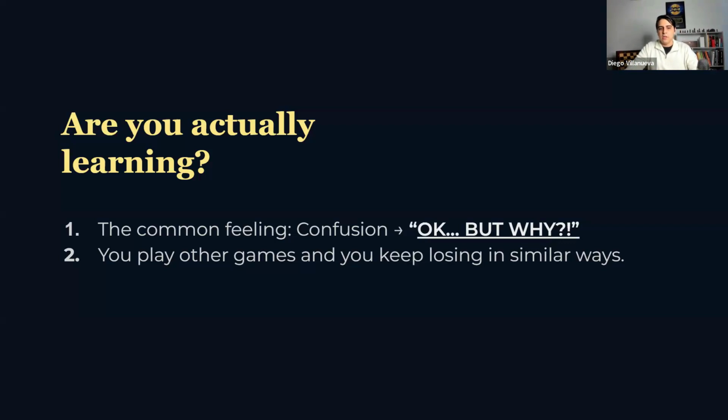And the thing is, you play other games and you keep losing in similar ways. So let's say that you have a level of, I don't know, you're a 1200, 1300 rated player and you make mistakes, you make blunders, silly mistakes that you don't understand. They happen for a reason.